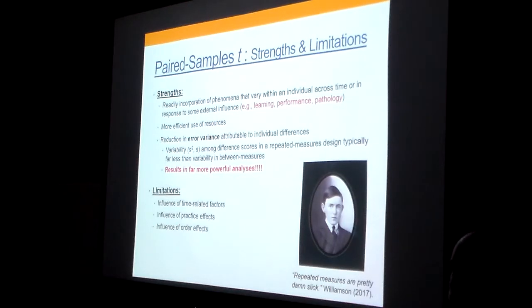However, there are some times when we can't use this. Influence of time-related factors: if something is going to happen over the course of time that's going to confound our results, then I can't use it. If I'm looking at something that is going to accrue a whole lot of confounding variables over time, then I may not be able to use a paired sample test.